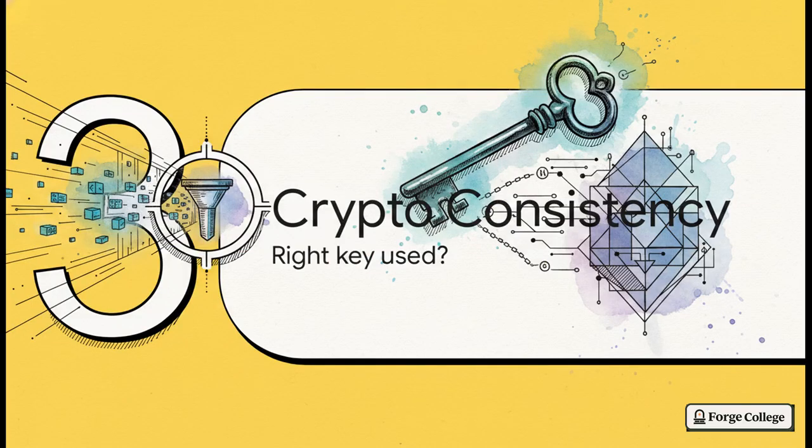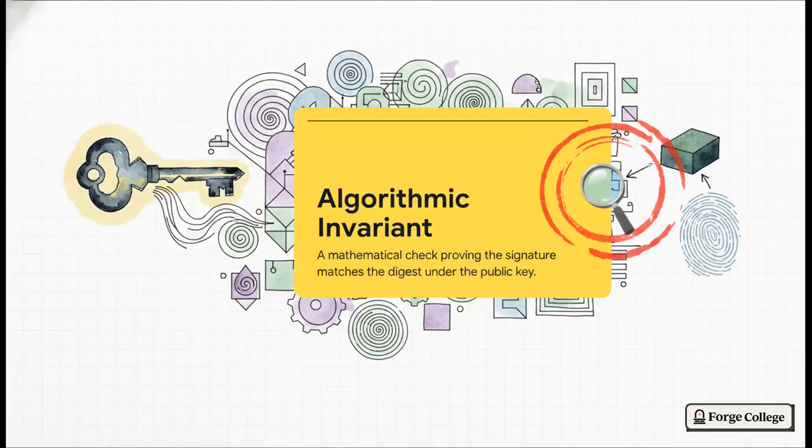Okay, Section 3, cryptographic consistency. Basically, did they use the right key? So, if your bytes match perfectly, congratulations, you've survived round 1. Now you face the cryptography. This step checks the algorithmic invariant. Now, that's just a very fancy, math-heavy way of proving the signature actually matches the digest under the provided public key. In plain English, it proves the sender actually held the correct private key and didn't just casually guess it.